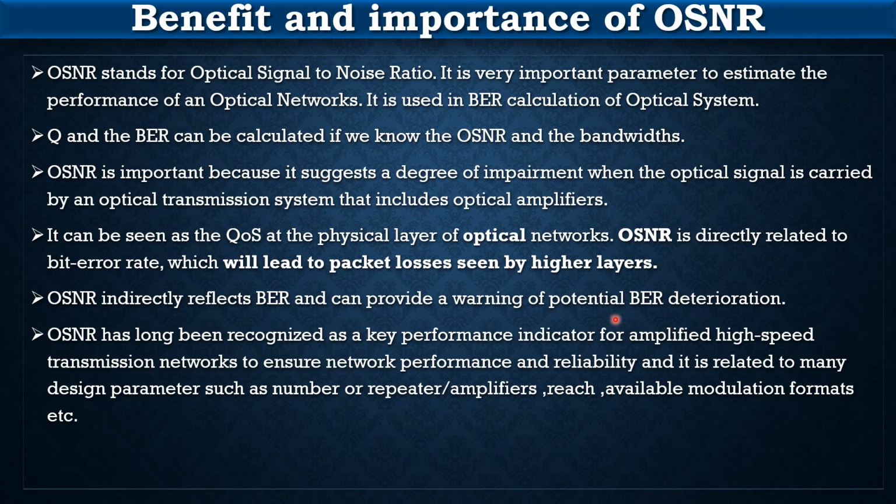OSNR has long been recognized as a key performance indicator for amplified high-speed transmission networks to ensure network performance and reliability, and it is related to many design parameters such as the number of repeaters, amplifiers, reach, available modulation formats, etc.